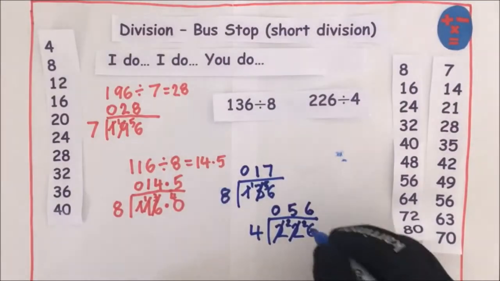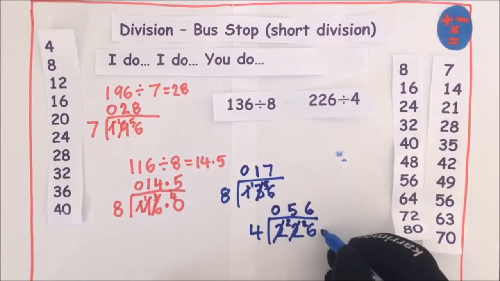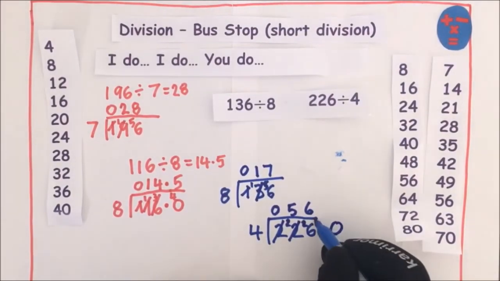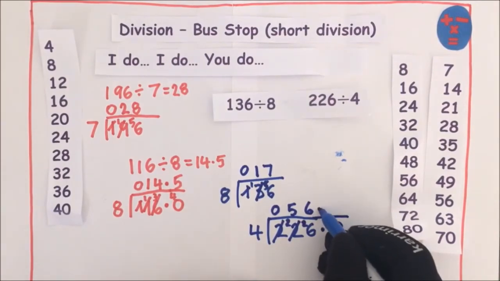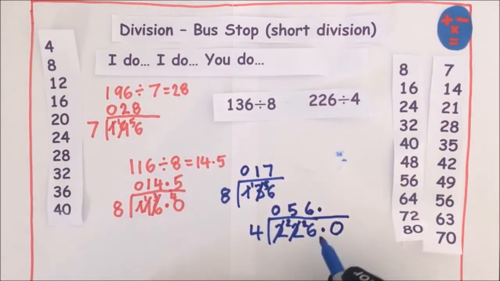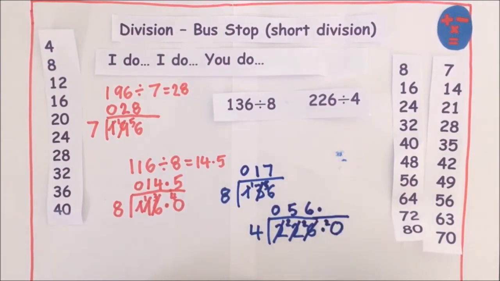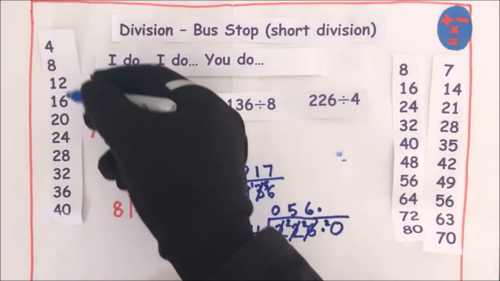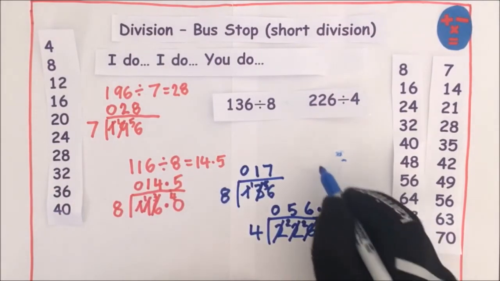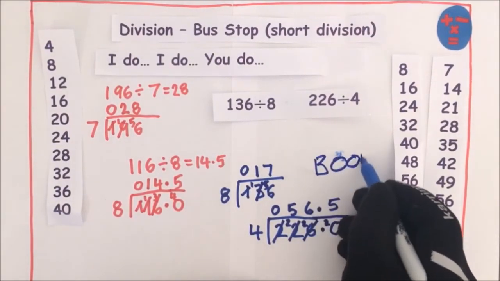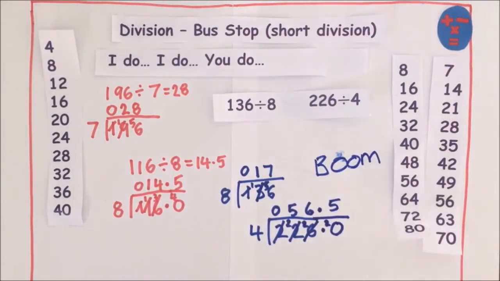Thank you. I'm going to rewrite this 226 as 226.0. Okay, haven't changed its value. I've just written it a different way. I'm going to make sure that I put that decimal place up there. 4 times 6 was 24. That means I've got 2 left to carry into this next column. Okay, how many 4s are in 20? 5. Okay, boom. All done. That's Busstop division.